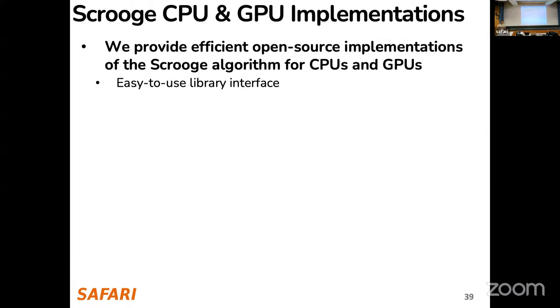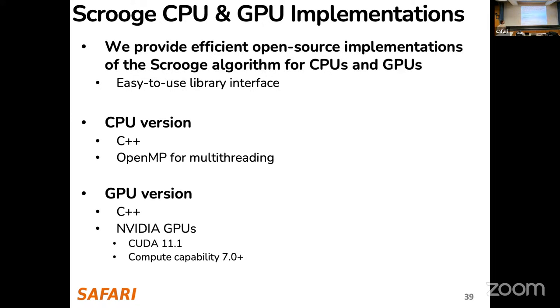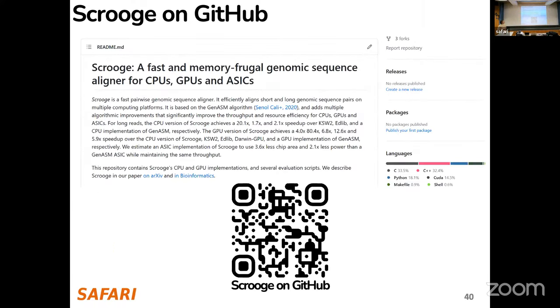We implement all of these improvements for CPUs and GPUs. We open source them, of course, and now they're quite easy to use library interfaces. So you can check our GitHub for that. We have some nice examples of how to use it. For the GPU version, we used NVIDIA GPUs. We programmed this in CUDA, but of course, if you want to use AMD GPUs, you would use OpenCL probably. It's not that specific to the architecture, I guess. We have all of this available on GitHub as with all our projects.